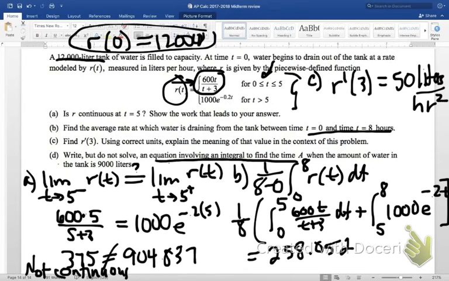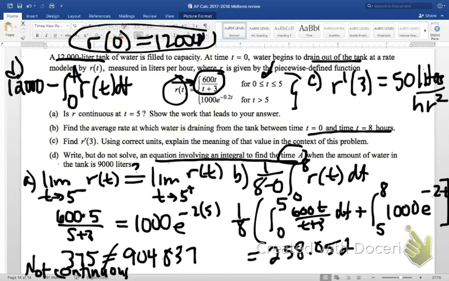Okay, so part D I'm going to write over here. The tank starts at 12,000. And then water begins to drain out at this rate. So minus the integral, you want to know a time A. So we're going to do the integral from 0 to A of R of t dt. And you want to know when that equals 9,000.